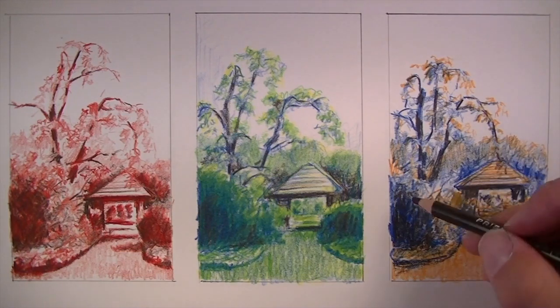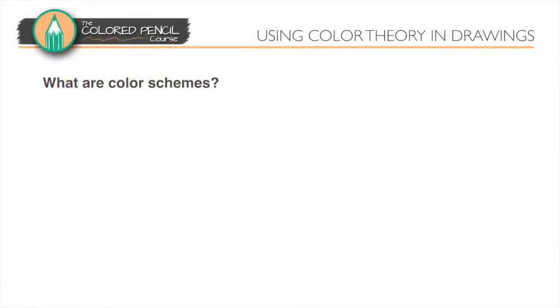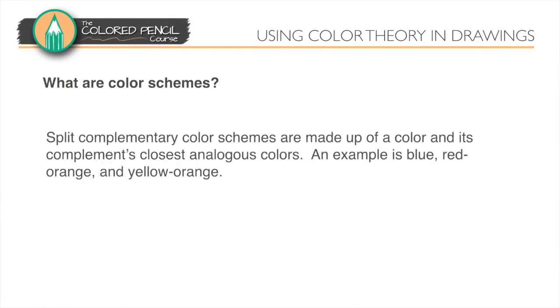Using complementary colors in your compositions can lead to dynamic contrast between colors and result in exciting and interesting drawings. These are 3 different possibilities for using color schemes in your composition. Of course, other possibilities exist.